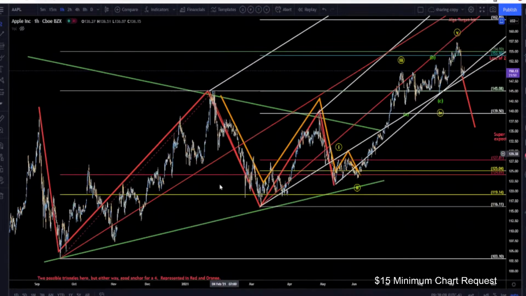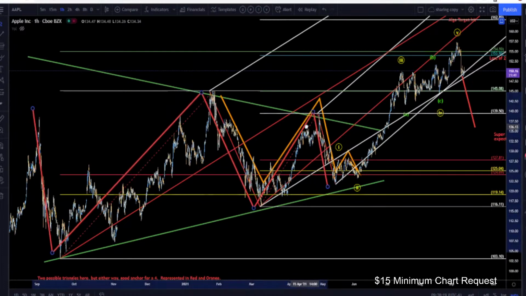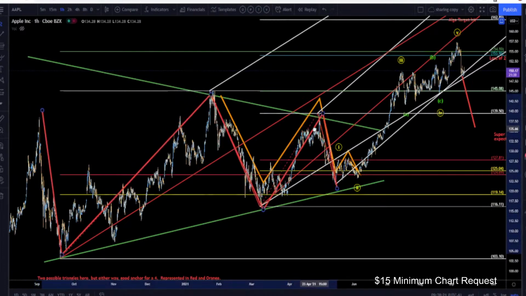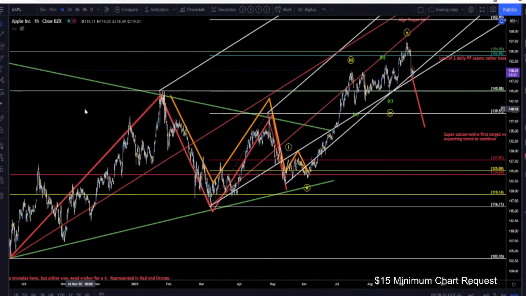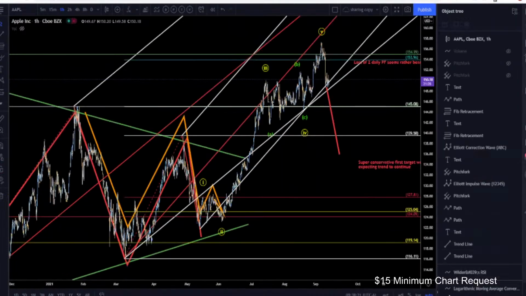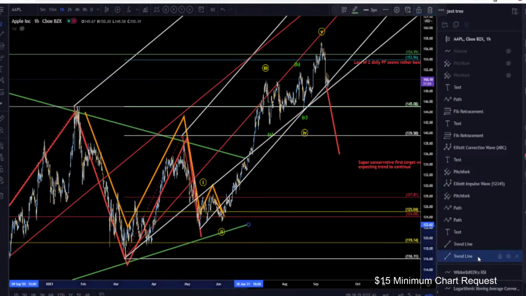Okay. So first off, we've got this set of median lines here. This is not really an Elliott count. So if you go to object tree, you can help me with this. Click the very bottom, where it says trend line. Just touch it. Now go to the very top one and press shift and it'll highlight everything.